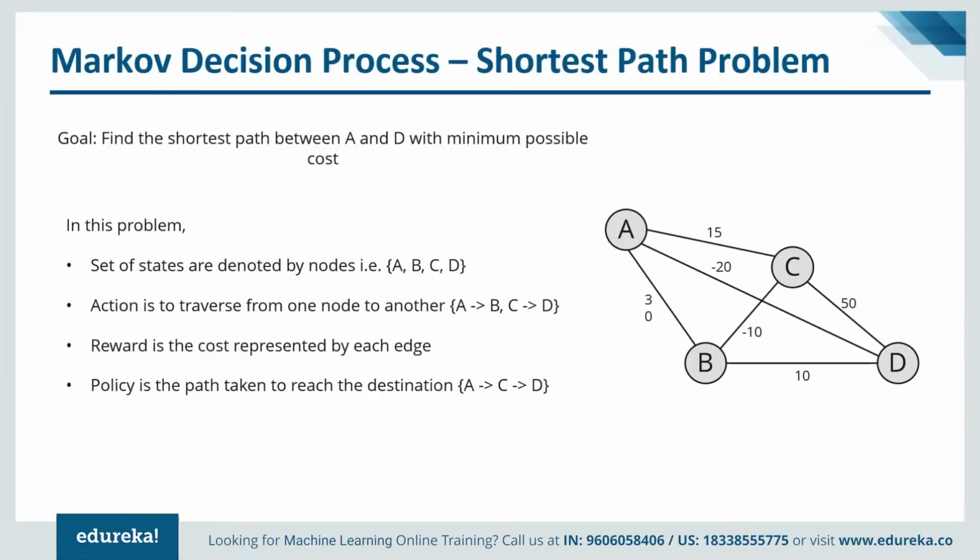But generally, it's not so simple. There are a lot of nodes. There are hundreds of nodes to traverse and there are like 50, 60 different policies. So you make sure you explore through all the policies and then decide on an optimum policy, which will give you a maximum reward.